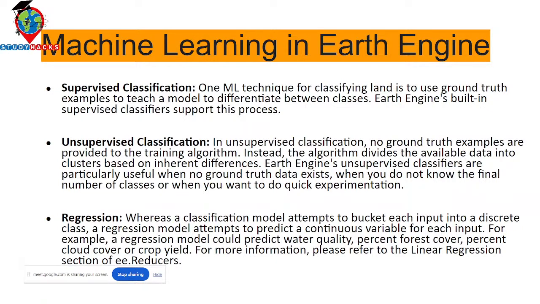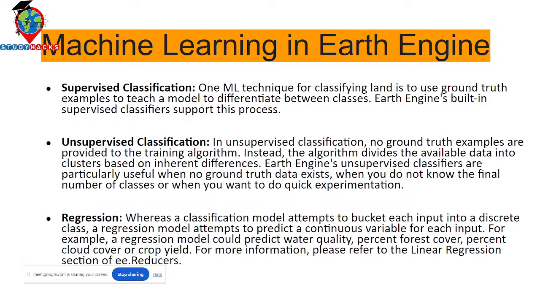And regression is basically useful as a model to predict things such as water quality, percent forest cover, percent cloud cover, or crop yield prediction. These types of things we also do using regression.